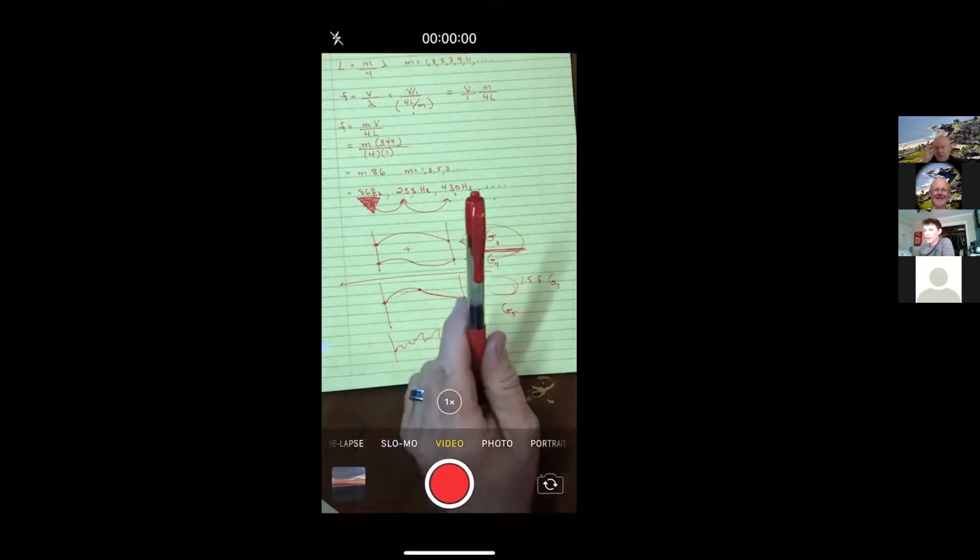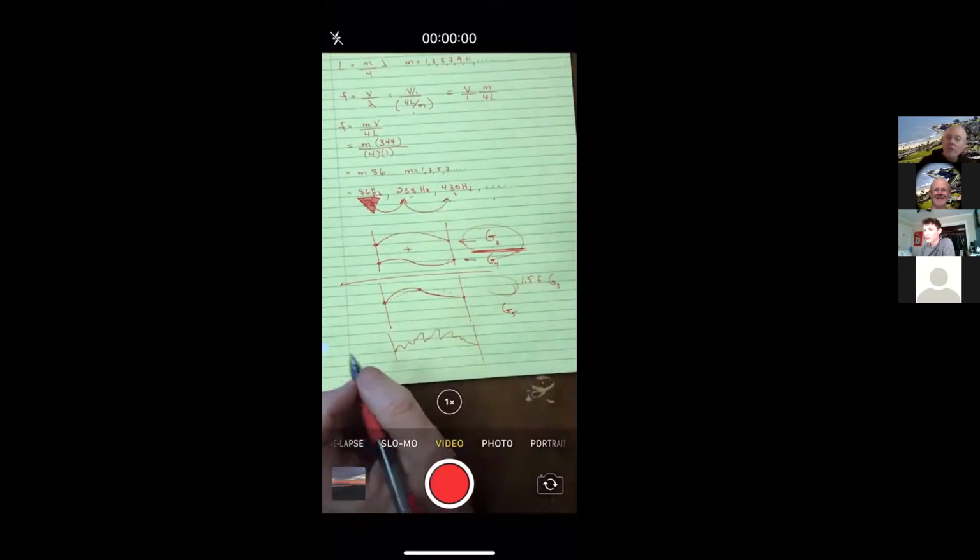And then my final question is, how do you match notes between a flute and a guitar?